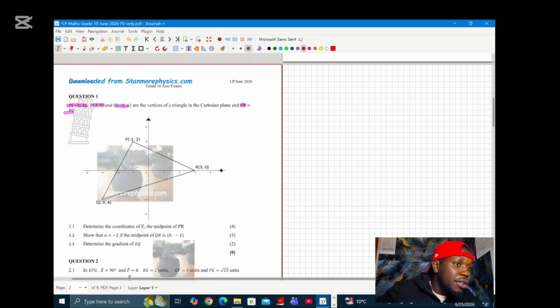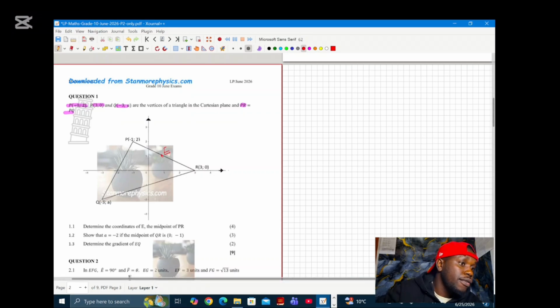Let's tackle this June 2026 paper 2 for grade 10s. The question is as this: PRQ are the vertices of a triangle in a Cartesian plane, and PR is equal to PQ. The first question says determine the coordinates, so we're looking for coordinates of E. We don't see E on the Cartesian plane, but E is the midpoint of PR. So that is the point that is somewhere there, our point E.